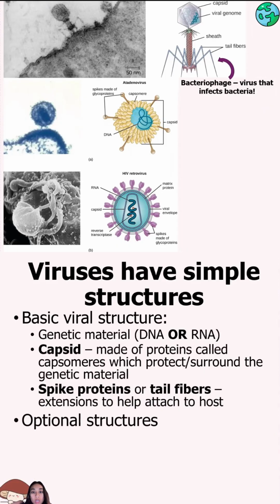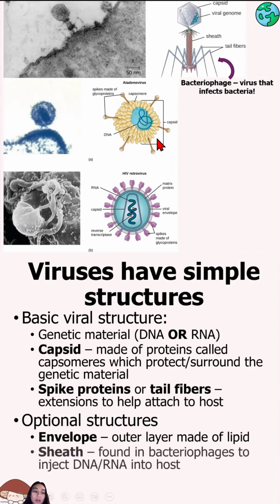Anyway, there are also some viruses that have these optional structures. Again, these are structures that are not found in all viruses, but are optional. So the envelope is essentially a phospholipid layer surrounding the virus. And so some viruses have it. So down here, this virus has it. This virus does not. And then there's also the sheath. Again, this is found in bacteriophages primarily, where it is a kind of structure that helps the bacteriophage inject its DNA or RNA into its host. So that's a pretty cool feature that is found usually only in these bacteriophages.